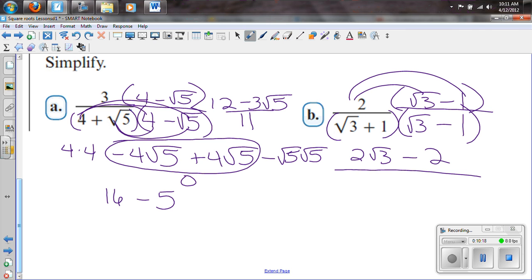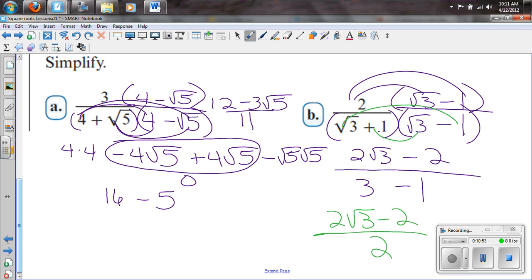On the bottom, we do square root of 3 times the square root of 3, which is the square root of 9, which is 3. And then we do 1 times negative 1, which is negative 1. And we cancel out those middle terms, because we would have done here square root of 3 times negative 1 and square root of 3 times positive 1, and those two terms canceled out. So again, all we end up with is 2 square root of 3 minus 2 all over 2.